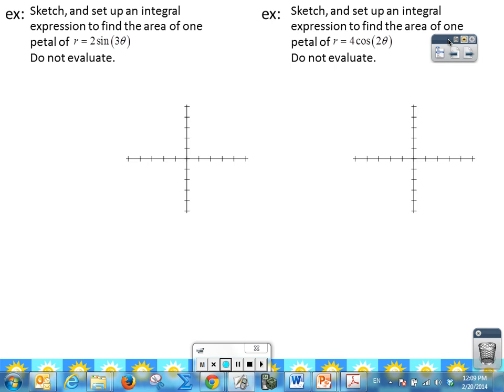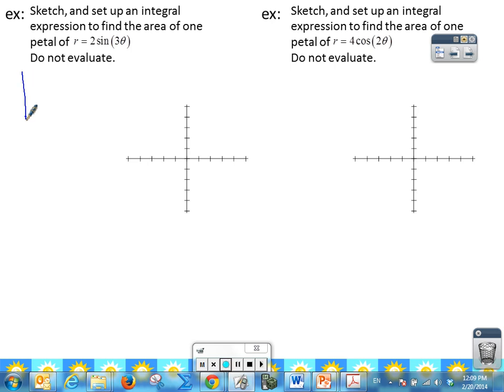Okay, so we want to sketch and set up an integral expression to find the area of 1 petal of r equals 2 sine 3 theta. Alright, so we're going to do the setup. We're not going to evaluate. Okay, so let's go over here.